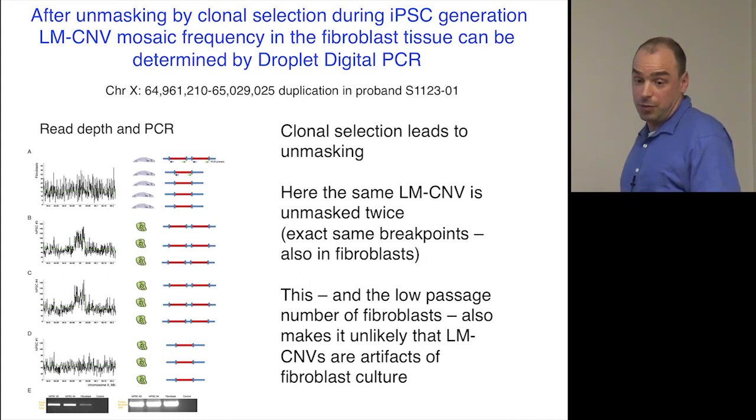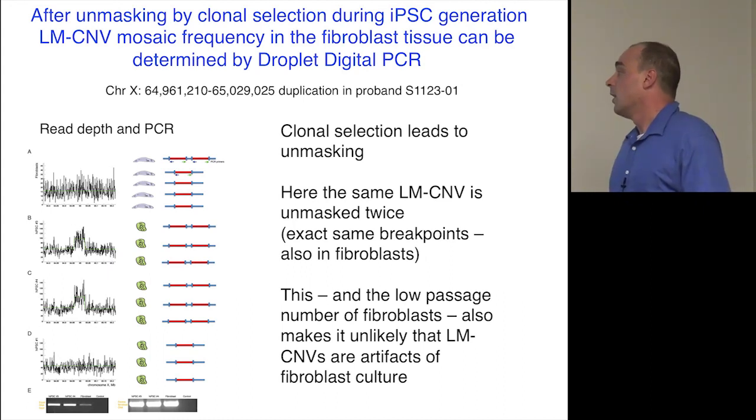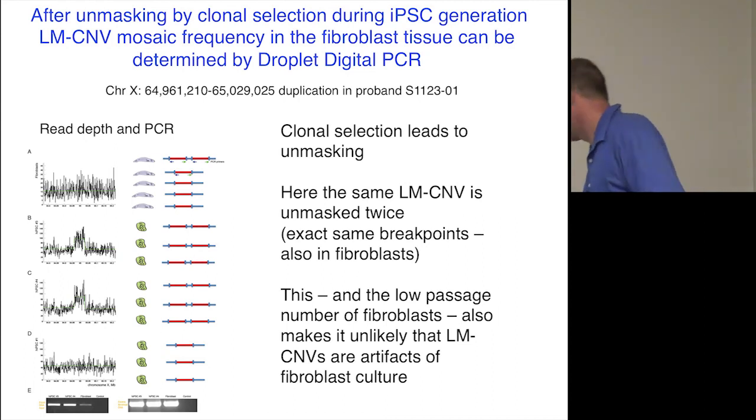because A, it is a very low passaging number, and B, as I'll show in a moment, this particular CNV, for example, was found in about 13% of the cells, and it's just very unlikely that you get such an event occur in the fibroblast culture and then take over 13% of the culture in just two or three passaging cycles.